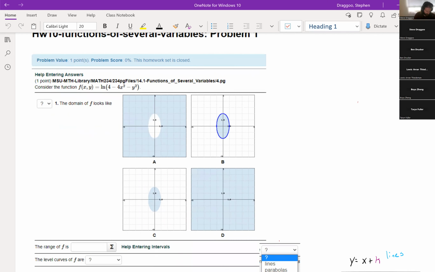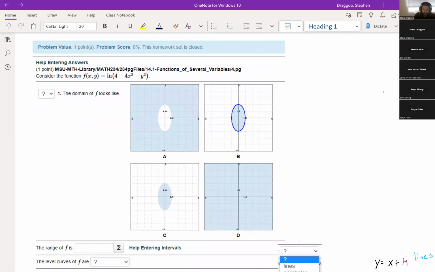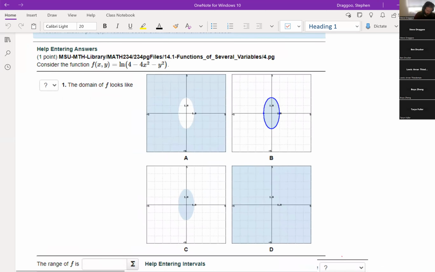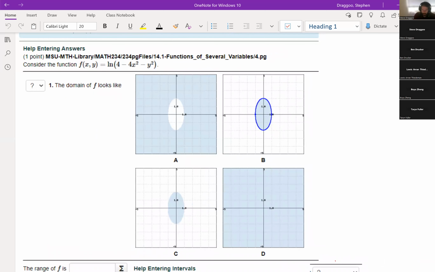So first thing we're going to look at, finding the domain and the range of a multivariable function. The one that we're going to be looking at is the natural log of 4 minus 4x squared minus y squared. We want to start by looking at the domain. Once we've got our domain figured out, we'll move into the range and then talk about what the level curves of this function look like, as well as some general advice on how to establish what a level curve looks like for a generic function or some other types of functions.